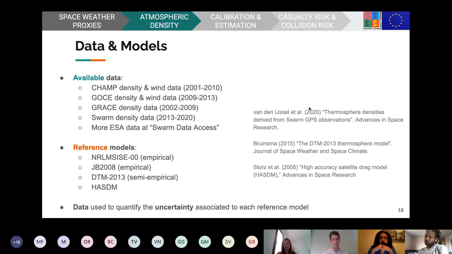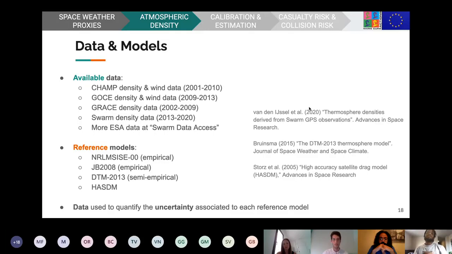To do this, we're combining existing models with available density data. We could find basically a coverage between 2001 and almost real time, so June 2020. And we combine this with reference models, which are both empirical and semi-empirical. Here, we're not mentioning physical-based models because this is an operator-centered project in which we aim at efficiently propagating the state of satellites and performing collision avoidance and reentry.